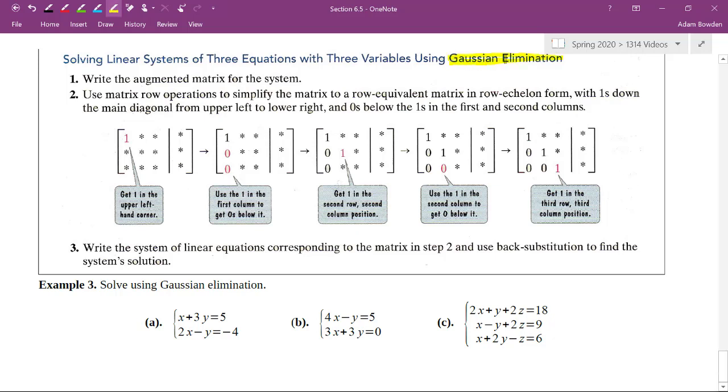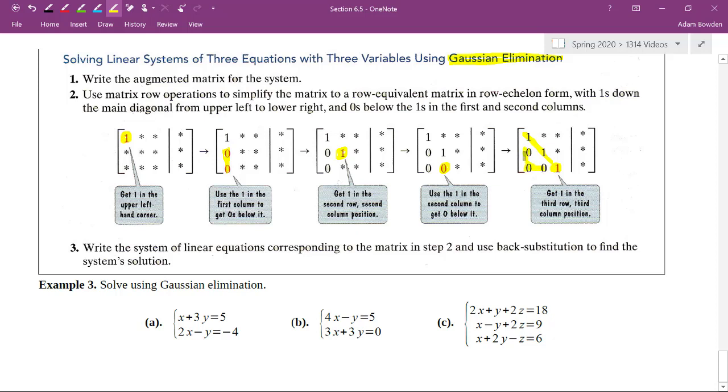And so the way we do this is we get a 1 in the upper left corner, and then we use that 1 to get zeros below it, down the next two entries in the first column. Then we get a 1 in the middle, and then a 0 beneath that 1, and finally we get a 1 in the lower right position so that our 1's are now diagonal down the matrix. And underneath those 1's are zeros.